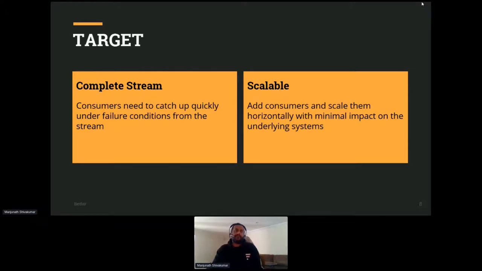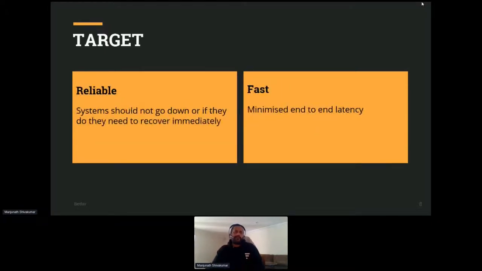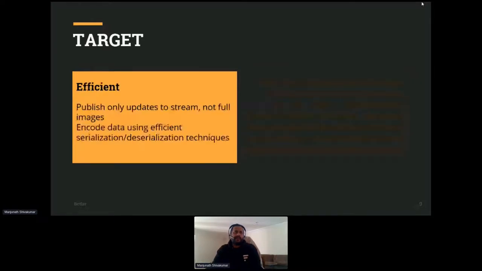So we needed something that's very scalable and, of course, reliable, because we had problems on every Saturday afternoon and we did not want something that was unreliable or not able to cope with failures as easily as the whole stack. And obviously the latency requirements, and the data needs to be represented as efficiently as possible using whatever was the state of the art serialization and deserialization techniques available at that point in time.